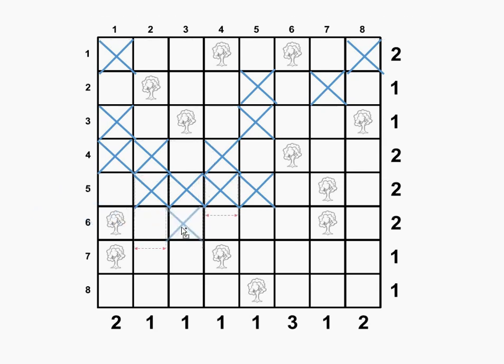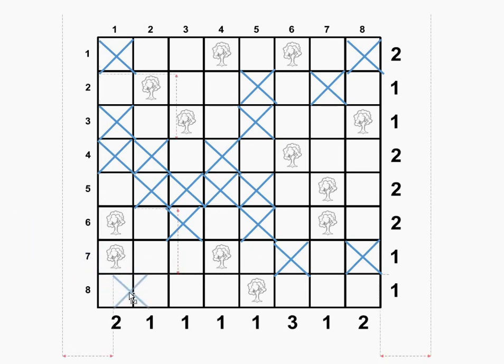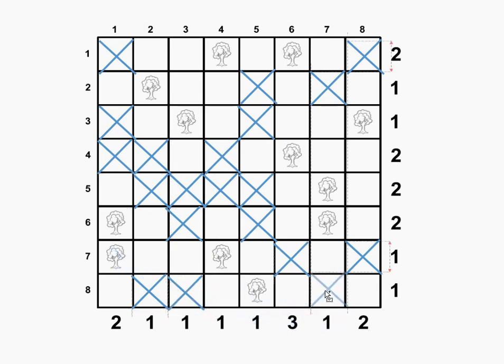Row number 6 is here and here. Row number 7 would be here and here. And finally, row number 8, the empty cells are positioned in this, and finally this cell.